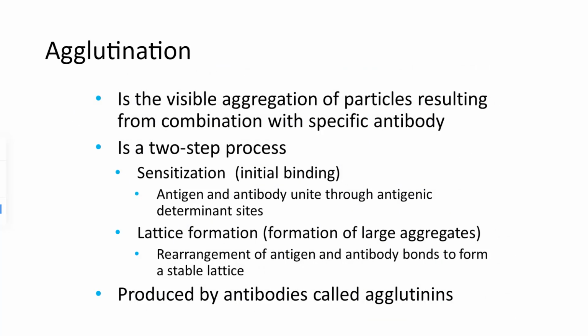Agglutination is the visible aggregation of particles resulting from combination with specific antibody. It's a two-step process. First is sensitization, initial binding. Antigen and antibody unite through antigenic determinant sites. And then you have lattice formation, the formation of large aggregates. Rearrangement of antigen and antibody bonds to form a stable lattice. It's produced by antibodies called agglutinins.